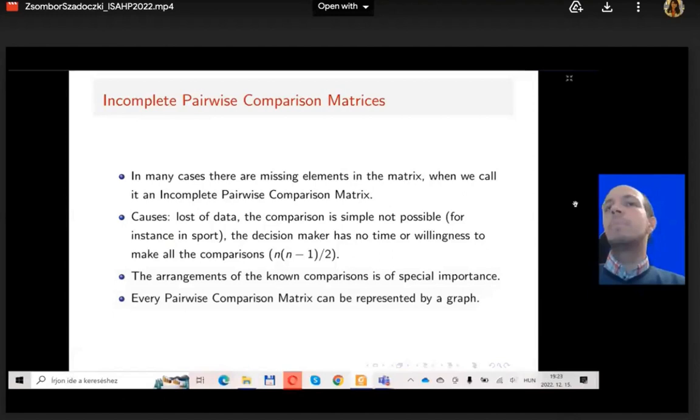Of course, there can be many reasons behind the missing elements, but the most important one for us is the case when the decision maker has no time or willingness to make all the comparisons. There are two aspects which have a real effect on the results on weight factors in case of incomplete pairwise comparison matrices: the number of known elements and their arrangements. And we are focusing on these arrangements, and we are using the phrase filling in pattern for those, and we are using the representing graphs of pairwise comparison matrices.